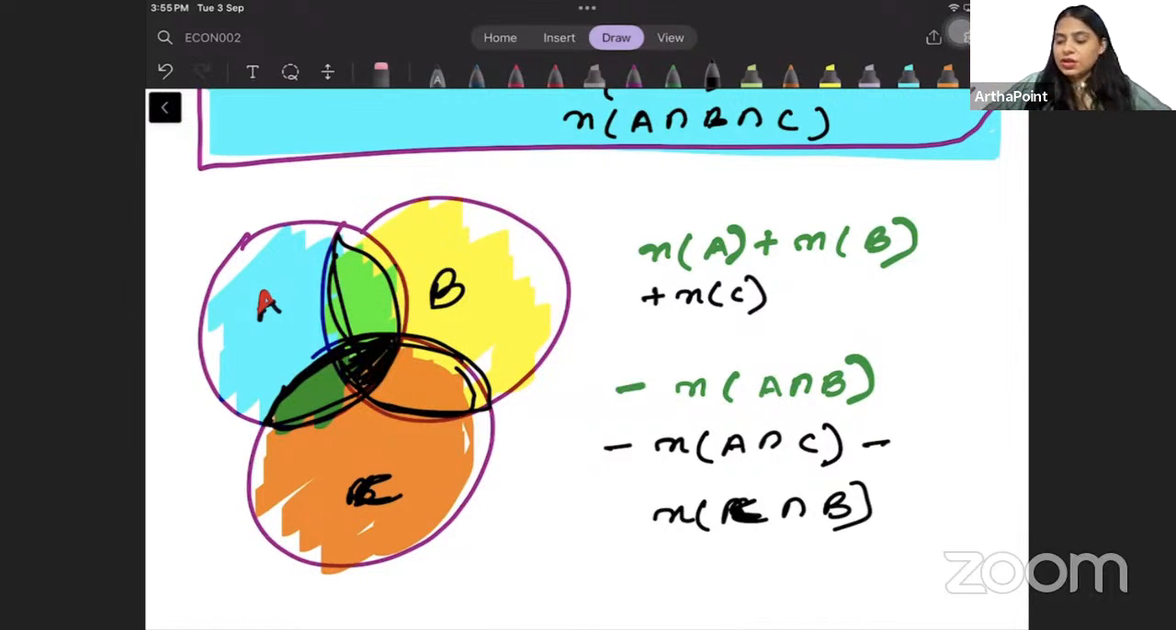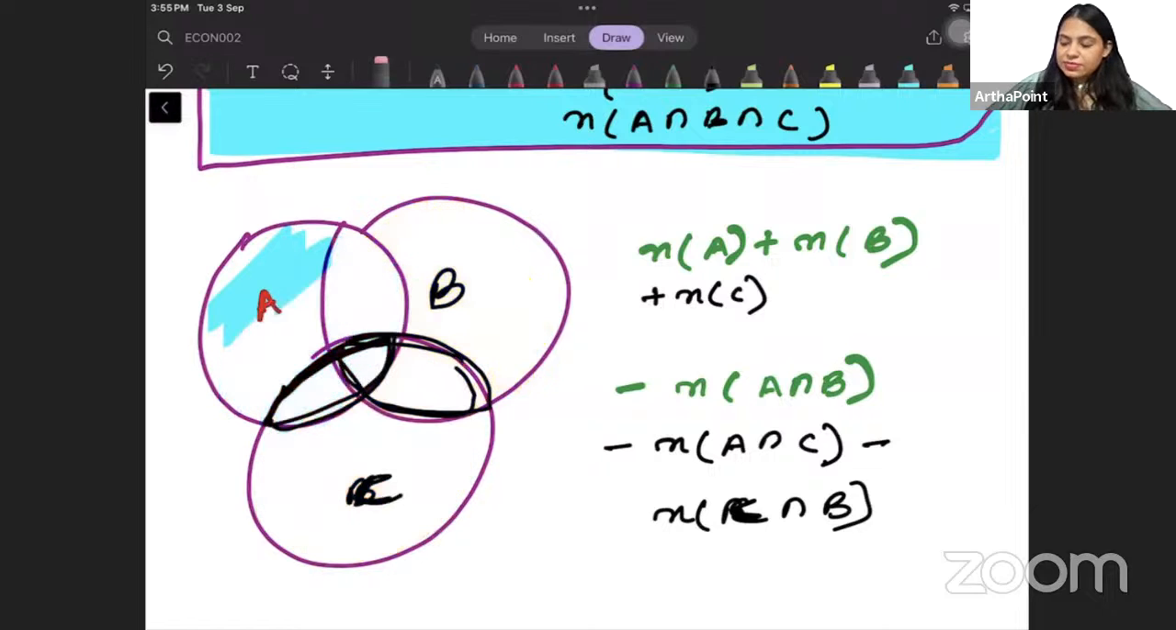Right? Once when I subtracted this area, this part already got subtracted. Then when I subtracted this area, I subtracted this again. And when I subtracted this area, I subtracted this again. So I have subtracted this thrice, three times I subtracted it. I have subtracted this thrice, right? Remember that.